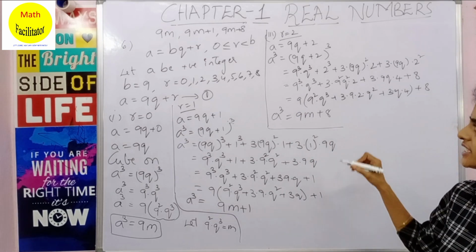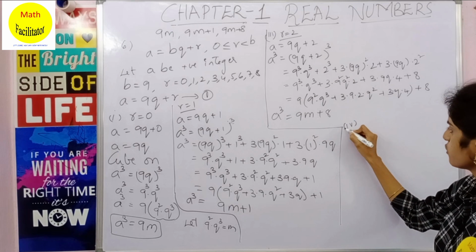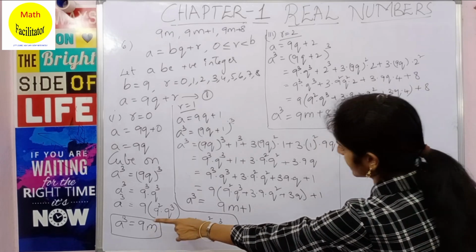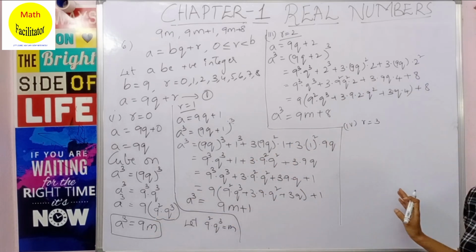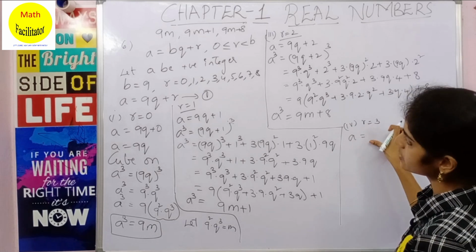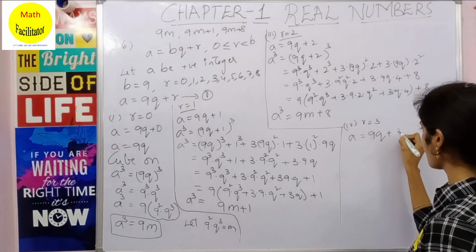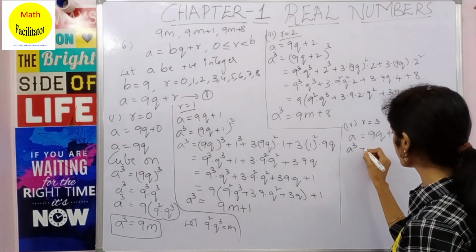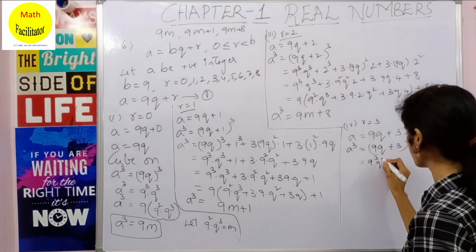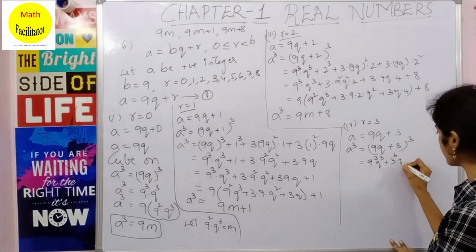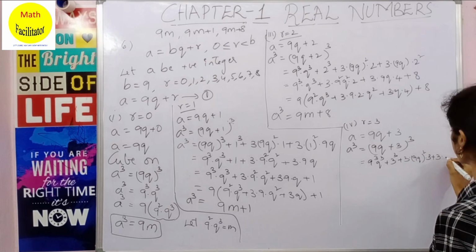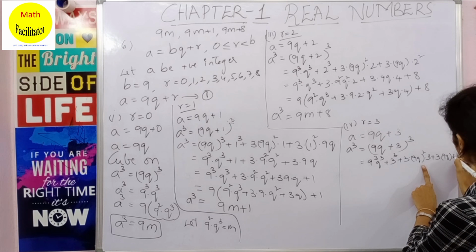Clear? So now case 4, when r is equal to 3, what happens? Already we have proved that it can be of the form 9m, 9m plus 1 and 9m plus 8. Now let us take what happens if r equal to 3. So a is equal to bq plus r, where b is 9, so a is 9q plus 3. Now cubing, a cube equal to (9q plus 3) whole cube. It is nothing but 9 cube into q cube plus 3 cube plus 3 into 9q square into 3 plus 3 into 9q into 3 square.